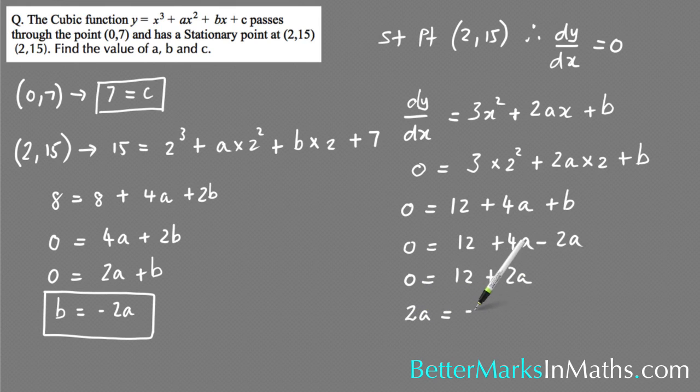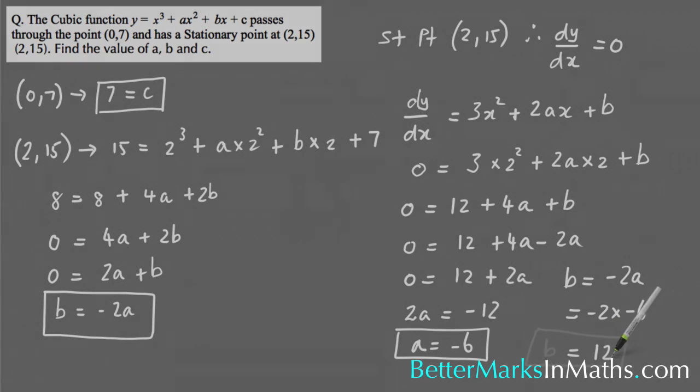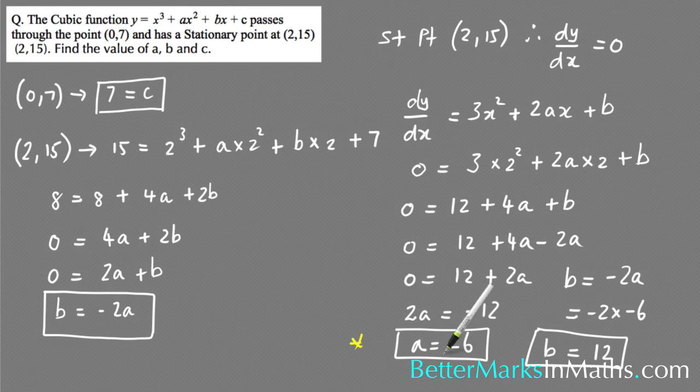From there 2a equals minus 12, and dividing both sides by 2 you get a equals minus 6, and b is equal to minus 2a, so that's minus 2 times minus 6, which equals positive 12. And so there are the values of those three letters. So a is minus 6, b is 12, and c is 7. So that's how you do that kind of question.